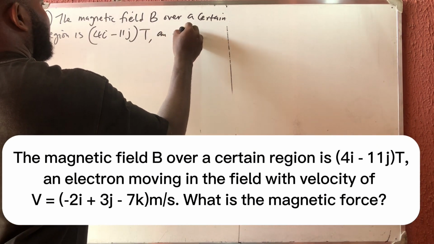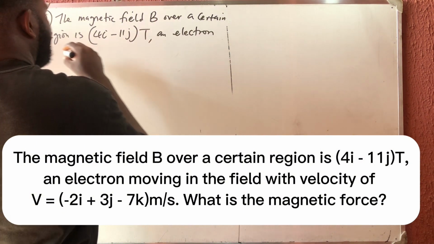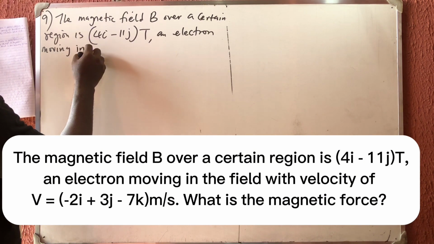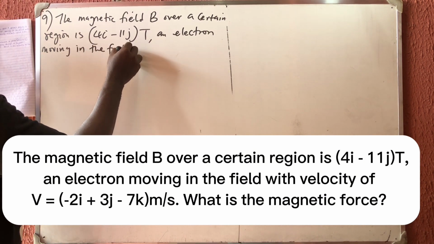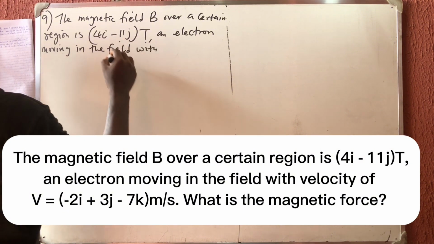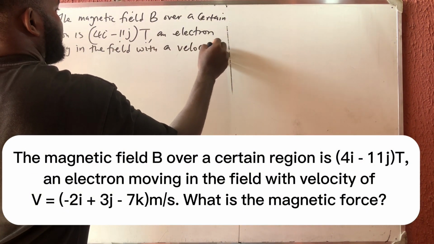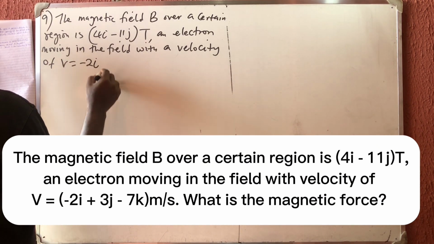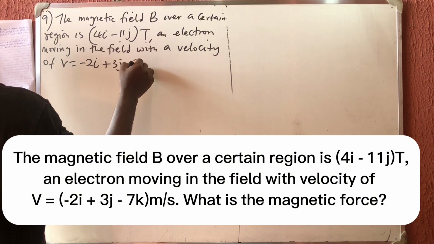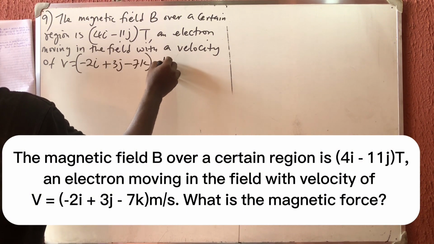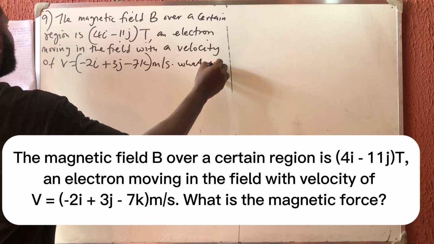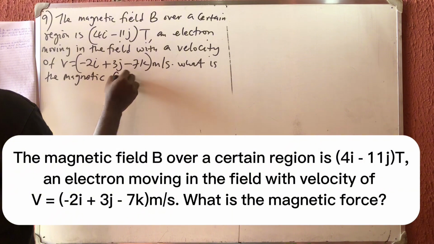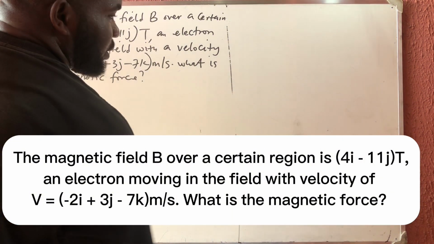Then I say an electron moving in the field with a velocity v, which is equal to what? Minus 2i plus 3j minus 7k in meters per second. Then I say, what is the magnetic force? Okay, what is the magnetic force?